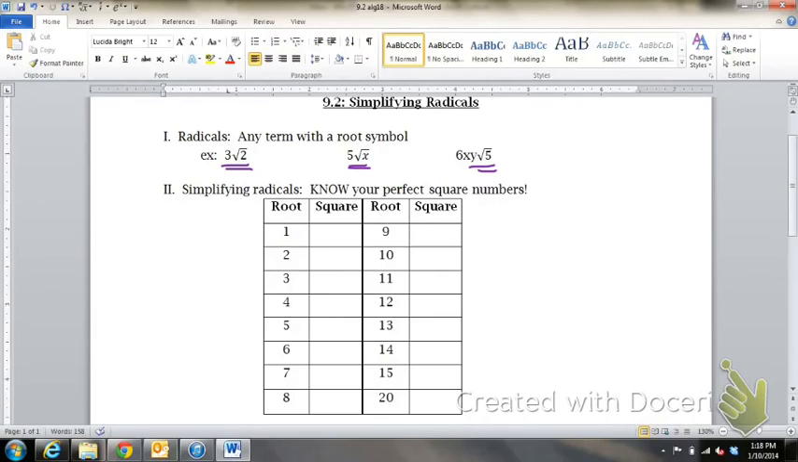In order to simplify radicals, you must know your perfect square numbers. It's going to save a lot of time. So we're going to fill in this little chart, and I will expect you to memorize these.